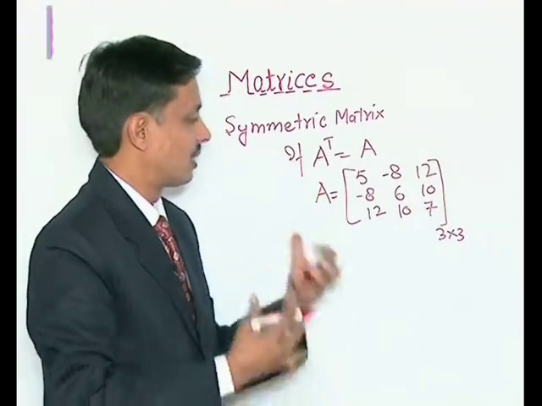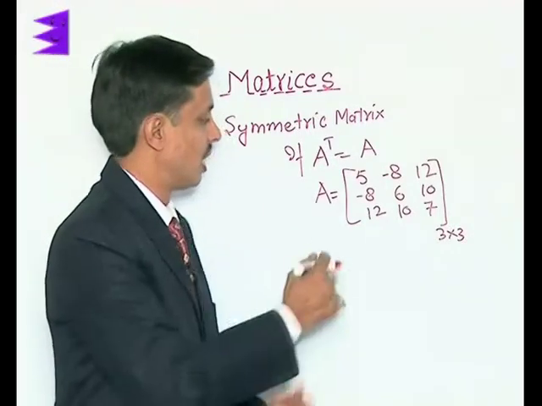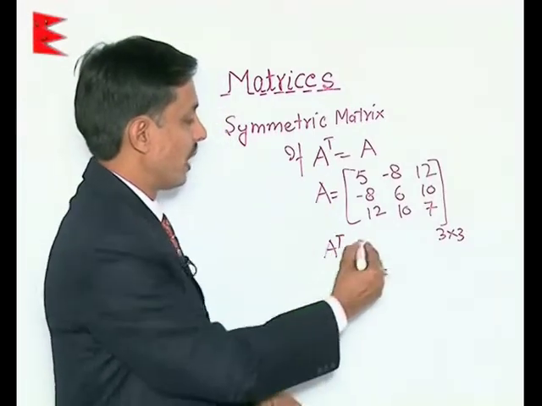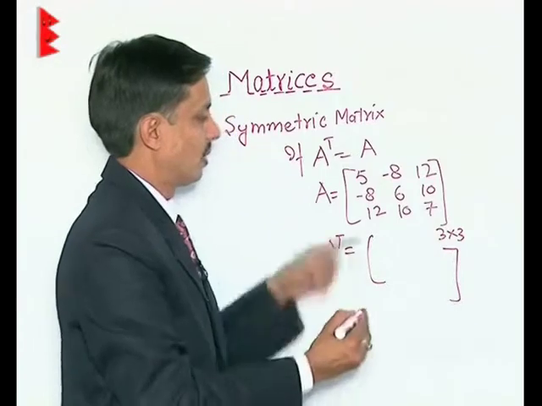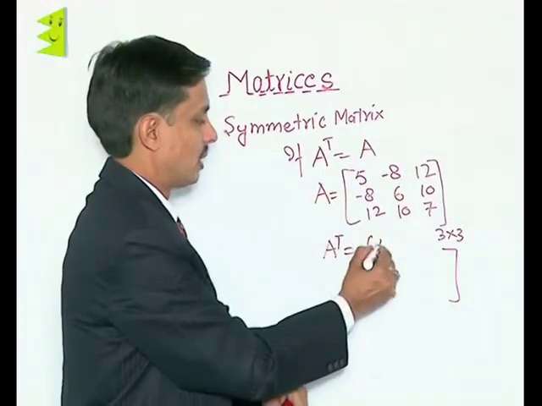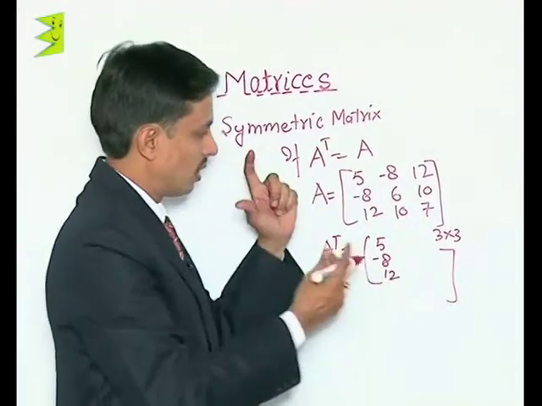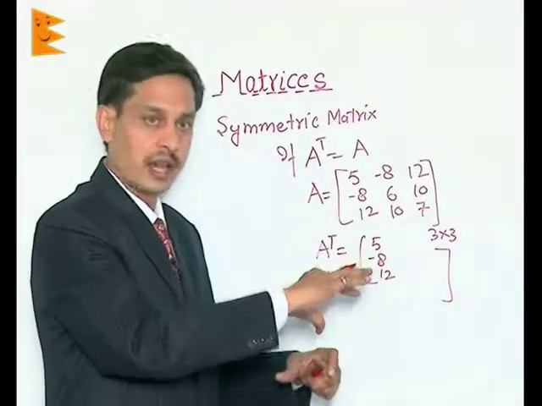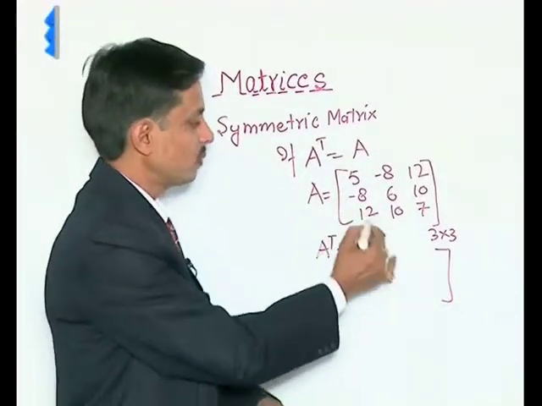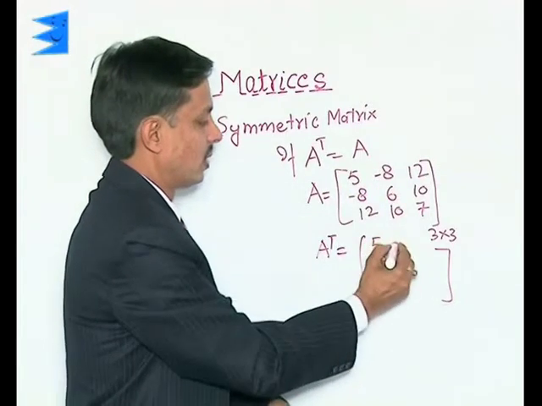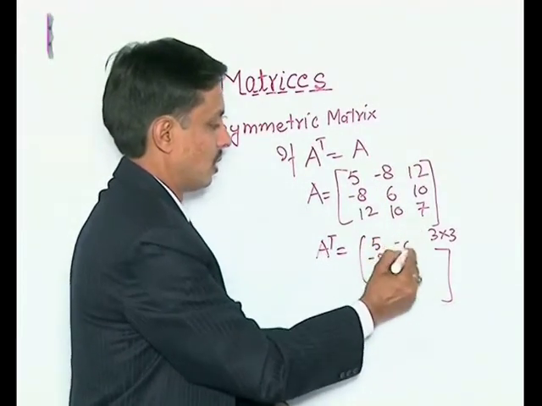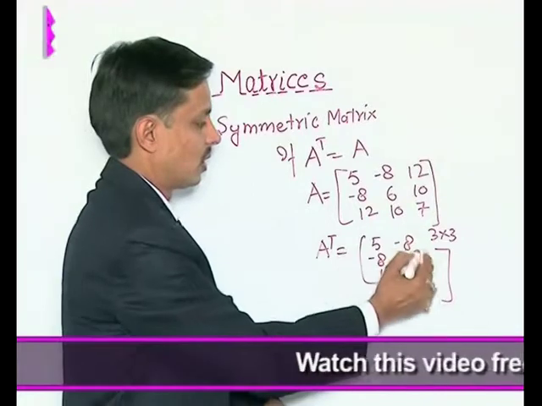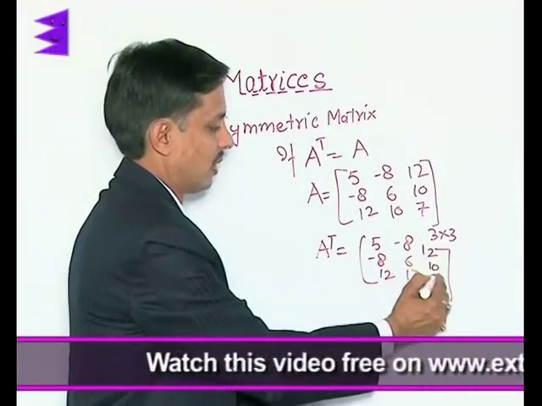If A is the matrix written with this kind of specification, then I want to tell you why it is symmetric. I am going to make its transpose. You will get 5, -8, 12 as the first column, because doing a transpose means writing the first row as the first column, the second row as the second column, the third row as the third column. The second row is -8, 6, 10, this becomes -8, then 6, and then 10. The third row is 12, 10, 7, so the third column will be 12, 10, 7.